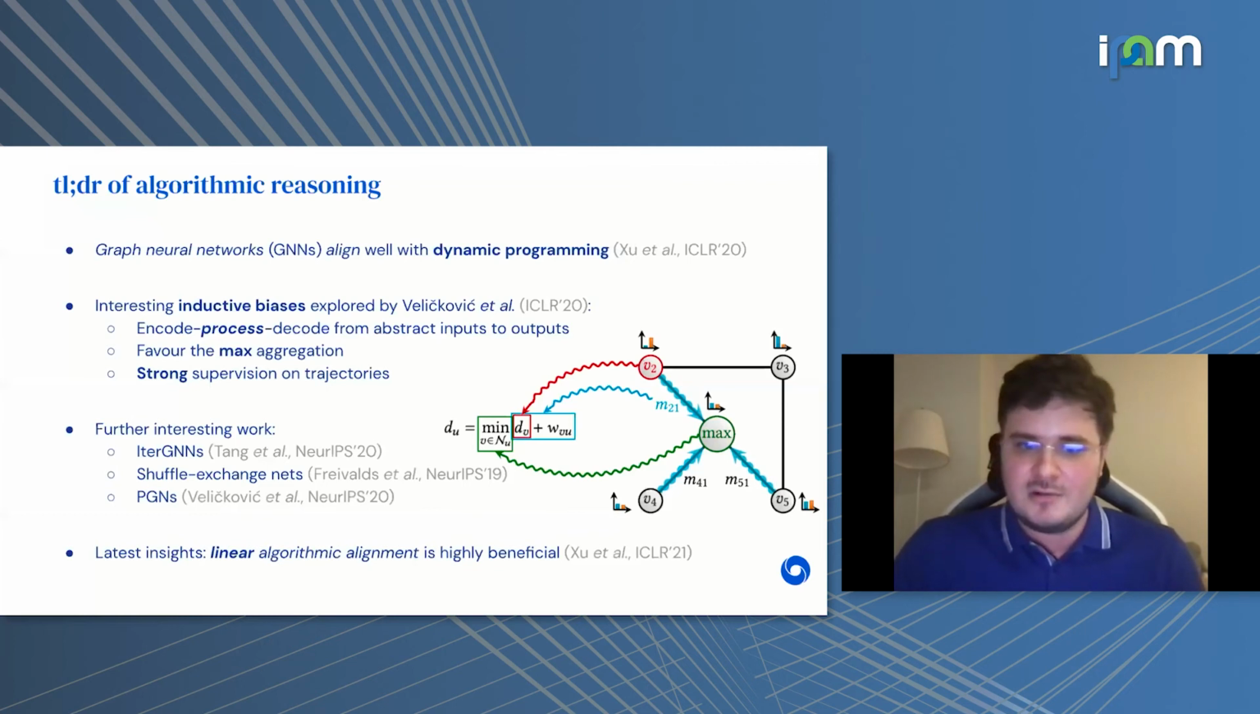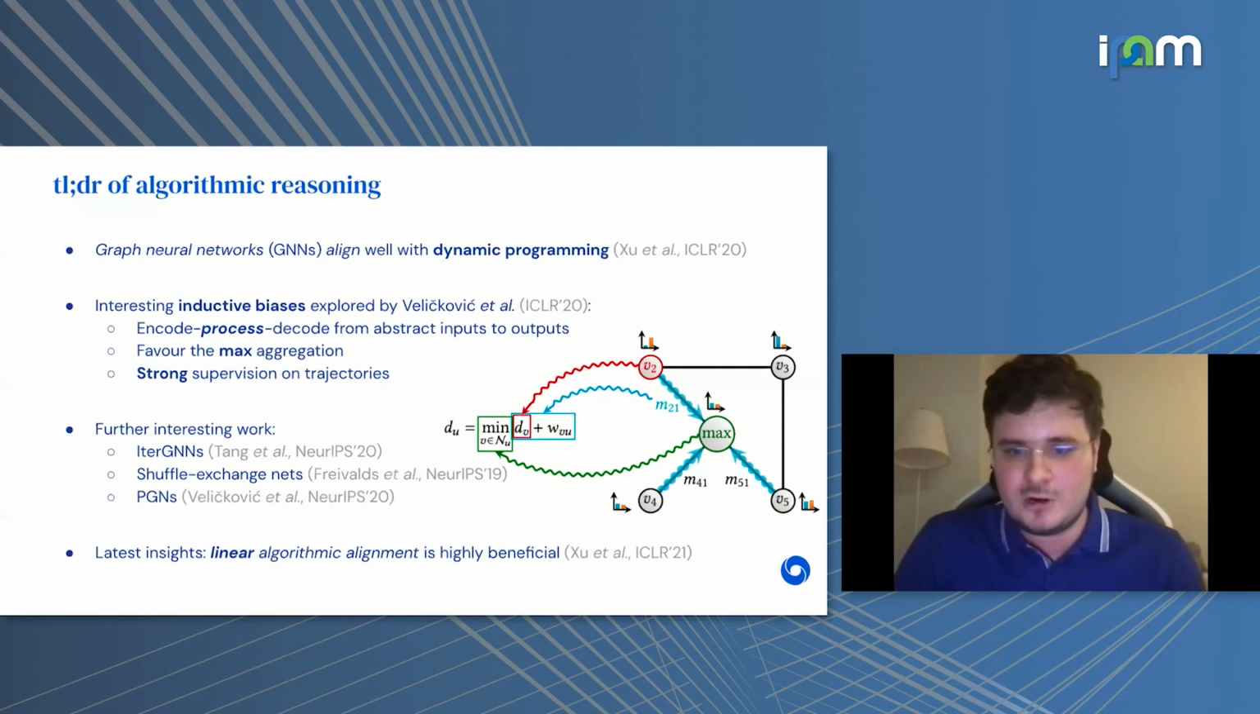And further, we found that it's very useful to do strong supervision on various trajectories. So we don't just care about going from abstract input to abstract output. At every step of the processor's execution, we want to be able to decode meaningful stuff out of the processor's representation. For example, in the case of shortest path finding, after k steps of a processor, we should be expected to find shortest paths that use no more than k steps away from your source vertex.